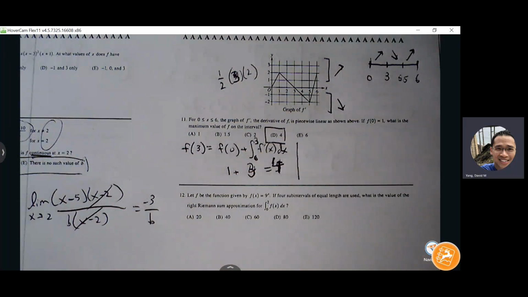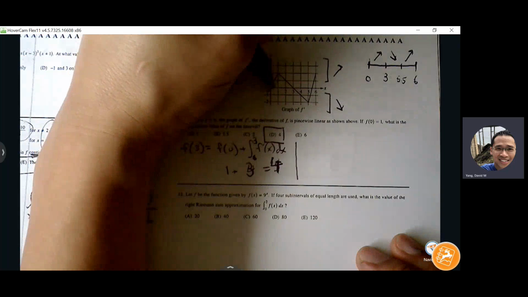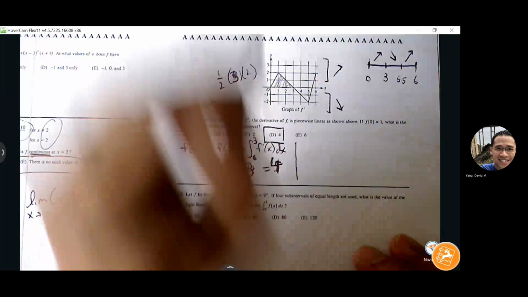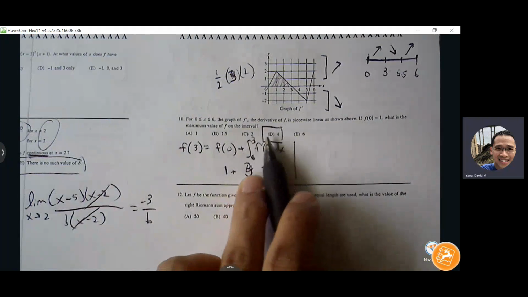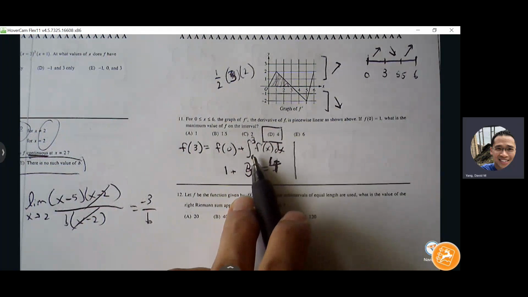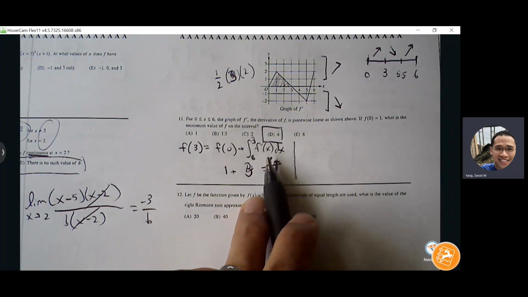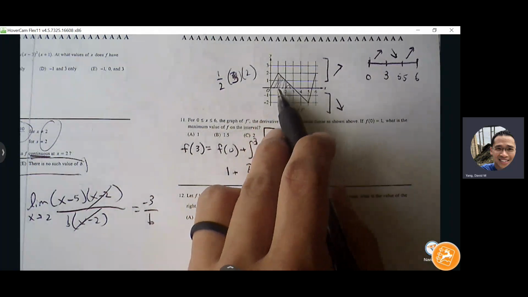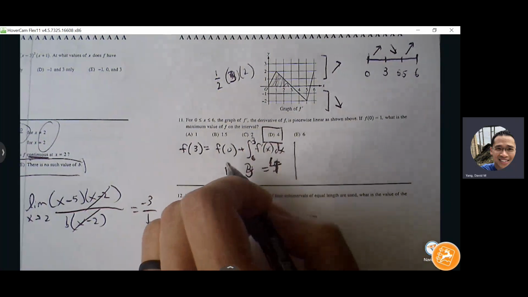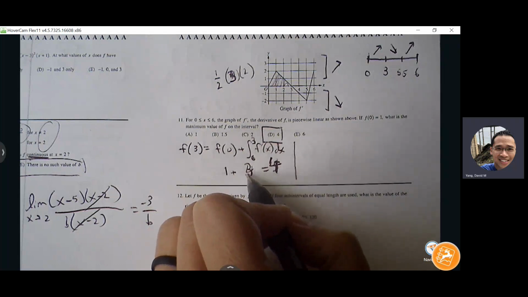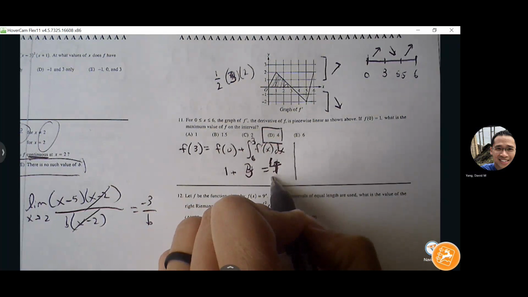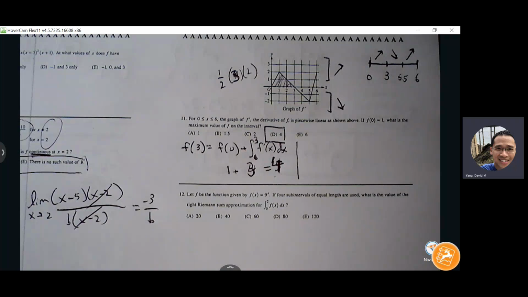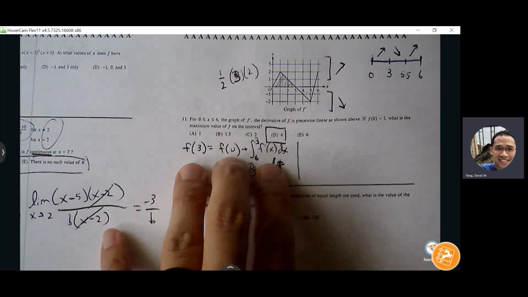The area of the triangle is the displacement. I think of it as a particle motion problem, right? If this is the velocity graph, the area under the velocity graph is going to be displacement. So if I start at 1 and move 3 units to the right, I'm going to end up at 4. It's also just a rearranging of the first fundamental theorem of calculus.